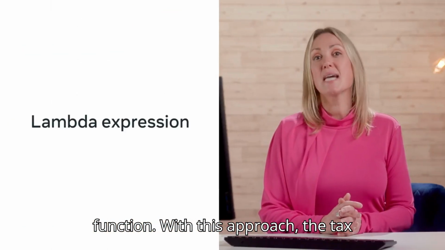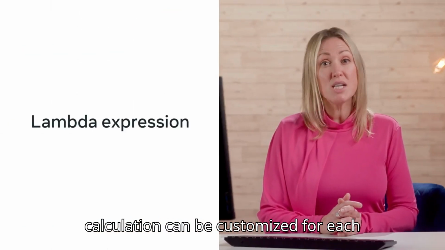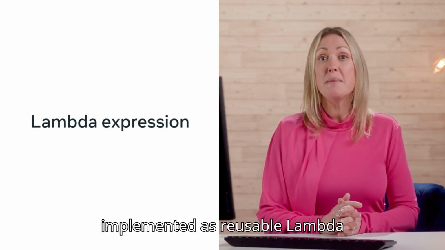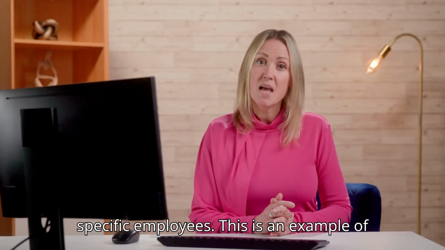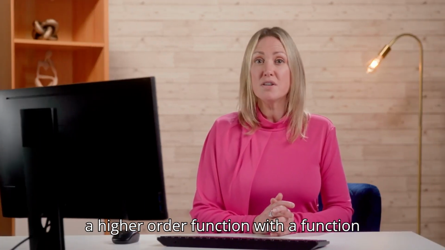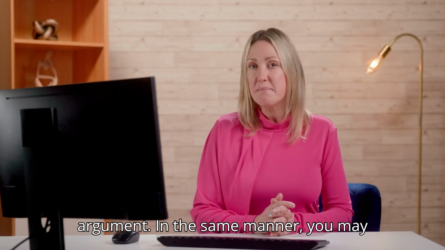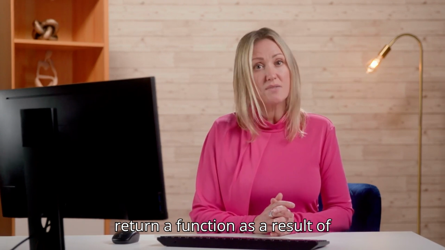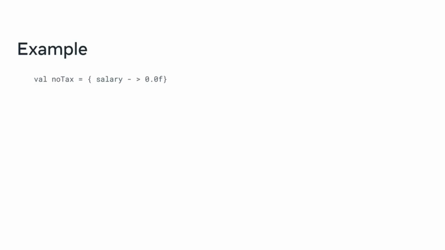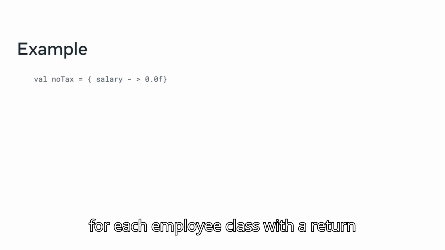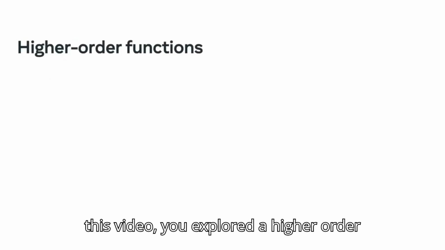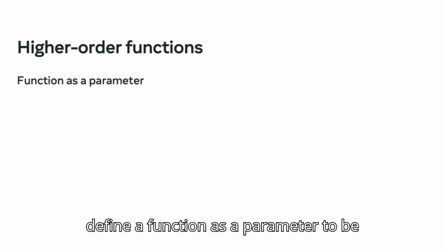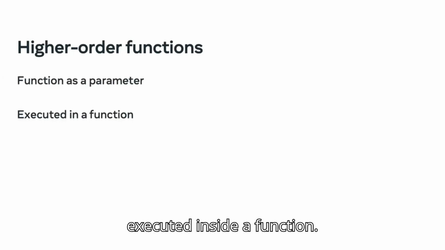With this approach, the tax calculation can be customized for each individual employee. It can be implemented as reusable lambda expressions that can be assigned to specific employees. This is an example of a higher-order function with a function argument. In the same manner, you may return a function as a result of executing another function. For example, you can declare a higher-order function for each employee class with a return value that provides taxation logic. In this video, you explored a higher-order function and discovered how it lets you define a function as a parameter to be executed inside a function.